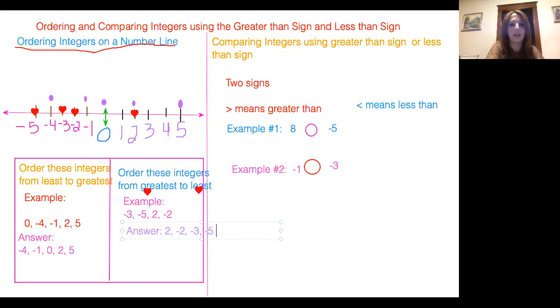So recap, least to greatest, we read the number line from left to right. Greatest to least, we read the number line from right to left. Now, let's look at how we compare integers.